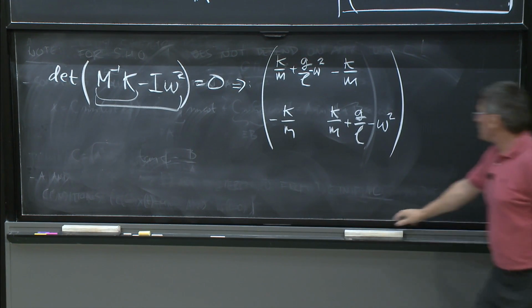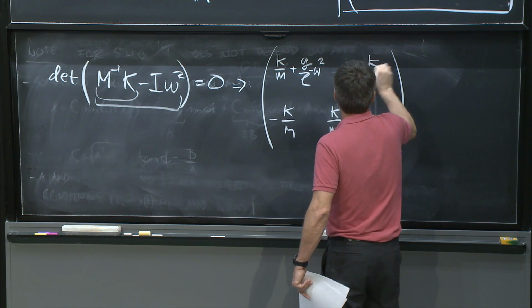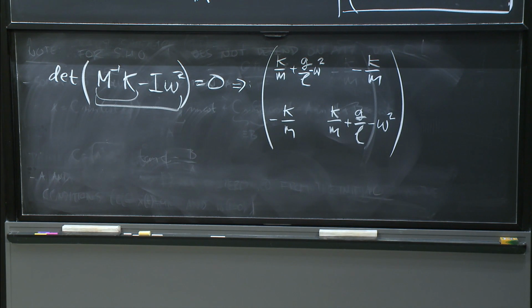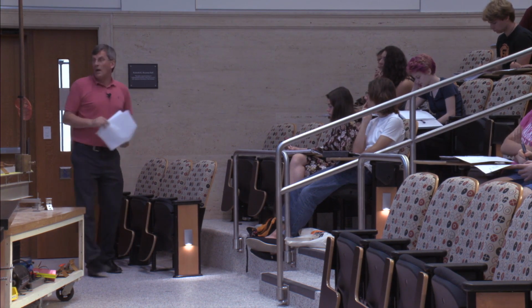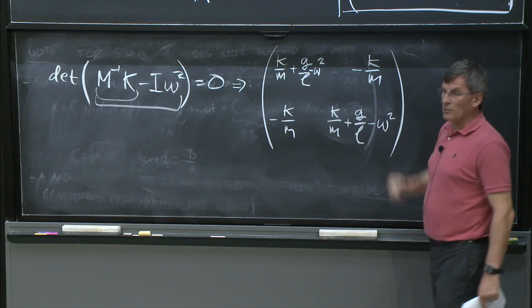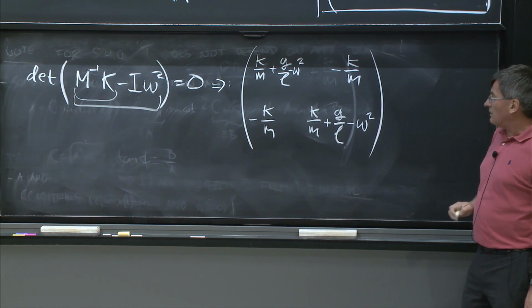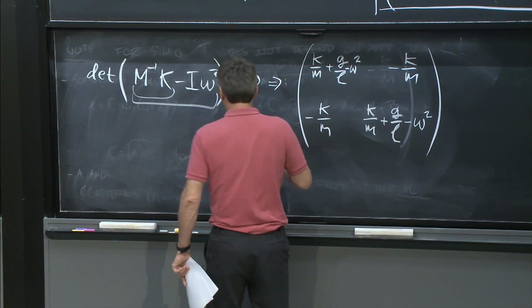Okay? So this is on this one. Maybe it would be more clear if I move it over here. All right, so this is the matrix that contains all the information about our system, the mass, the gravitational acceleration, the length, the spring strength, etc. And we assumed that it oscillates with a fixed frequency. So I have to find a determinant of this matrix equal to 0.